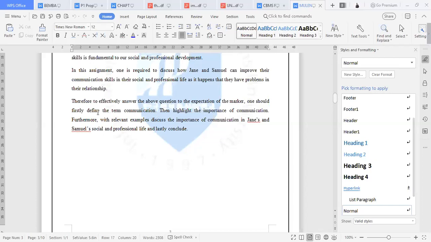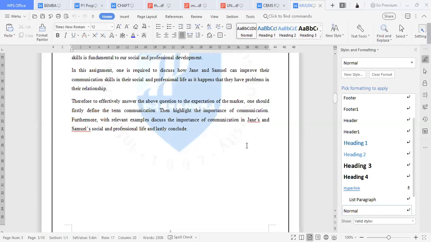So one should firstly define the term communication, then highlight the importance of communication. Furthermore, with relevant examples, discuss the importance of communication in Jane's and Samuel's social and professional life. And lastly, conclude. Of course, it is not well stated, but it's just an example anyway. So you need to follow it like this, okay?